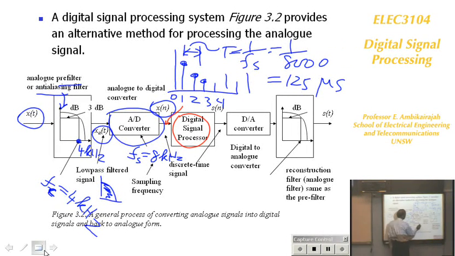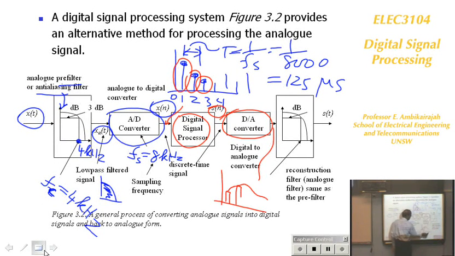Then the processed signal, which is a discrete signal s(n), is passed to a D to A converter, a digital to analog converter. When you pass through that, what you get is impulses like that. These have to be joined to get an analog signal. So you pass through the same kind of low-pass filter that you had here, and the low-pass filter will join these and give you a continuous signal. That's where your analog signal comes in.